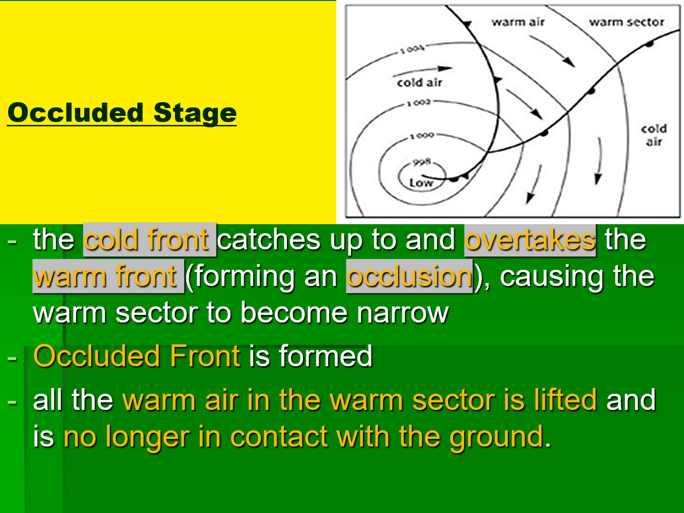The occluded stage is characterized by what we call an occluded front. We can say that an occlusion has occurred. On the synoptic weather map, the occluded front, or an occlusion, is identified by the fact that the cold front and the warm front have merged.